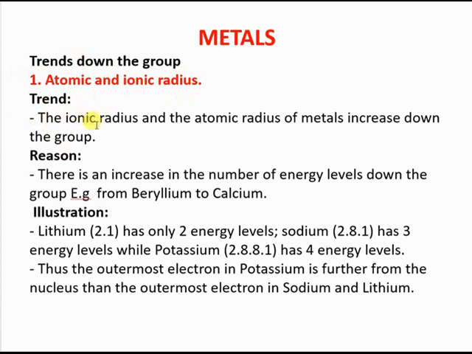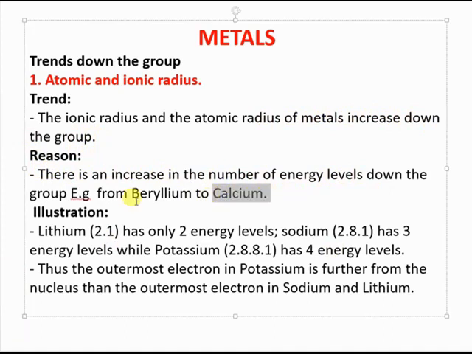The ionic radius and the atomic radius of metals increase down the group. That is very correct. Why is that the case? The reason is that there is an increase in the number of energy levels down the group. For example, let us use beryllium to calcium, that is in group 2. The atomic radius increases down, because remember the energy levels are increasing down the group.